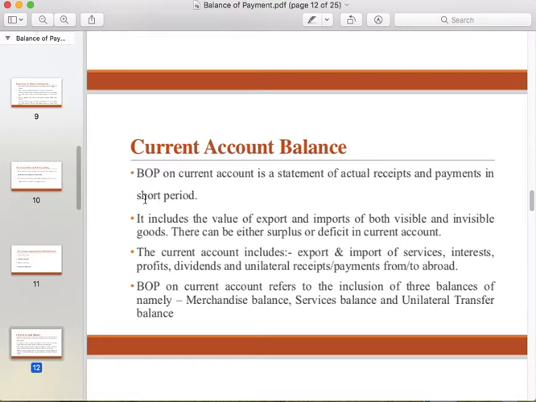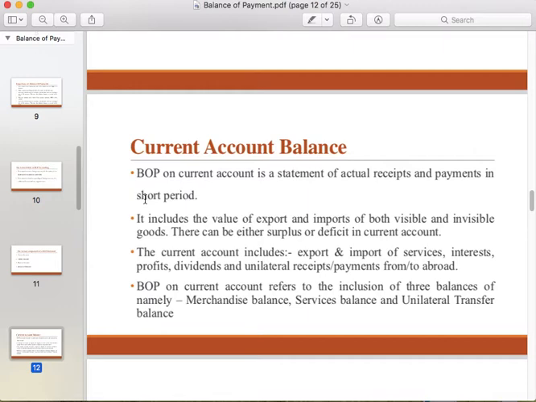Now, what are those three balances? One is the merchandise balance, then the services balance, and the unilateral transfer balance. I suppose you may not be aware of any of these, so let's have a brief introduction to the different kinds of balances. The very first one is the merchandise balance. The merchandise trade balance is the difference in value between imported and exported goods.